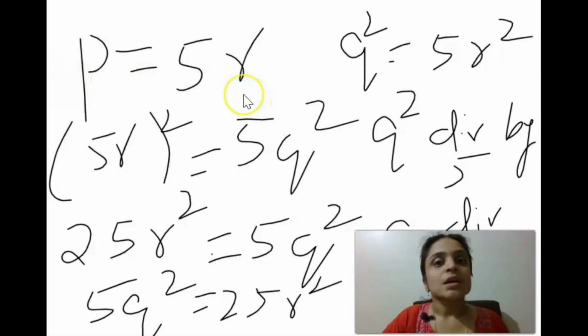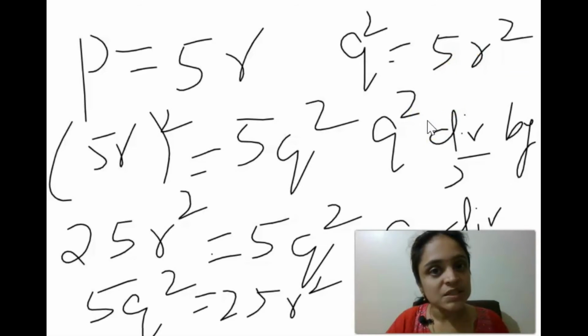So p equal to 5r. We are substituting that in place of p. So p square equal to 5q square becomes 5r square equal to 5q square. That is, 5r the whole square equal to 5q square. So 25r square equal to 5q square. This is same as 5q square equal to 25r square, right? So what is q square? q square equal to 25r square by 5, which is equal to 5r square. So we got q square equal to 5r square, which means q square is divisible by 5.